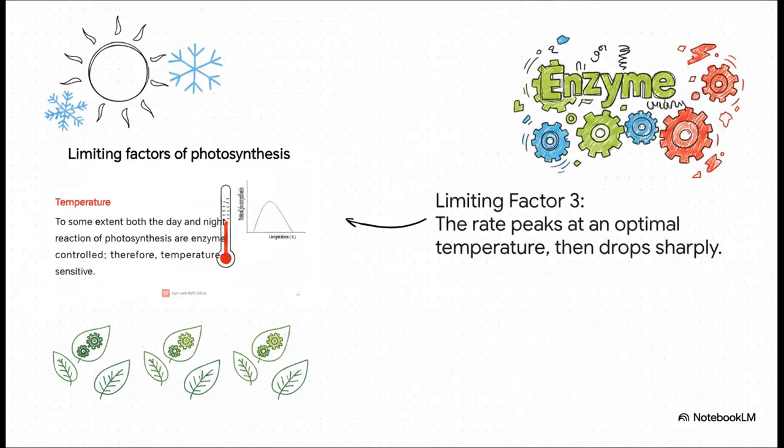And our third limiting factor is temperature. Now, this graph looks a little different, right? It's not a flat plateau, it's a curve with a peak. The rate climbs and climbs until it hits a perfect or optimal temperature, and then it drops off really fast. The reason for this shape is all about enzymes. These are the little proteins that make the reactions happen, and they're super picky about temperature. Too cold and they're sluggish, too hot and they literally start to break down and stop working. That's why the rate just crashes.